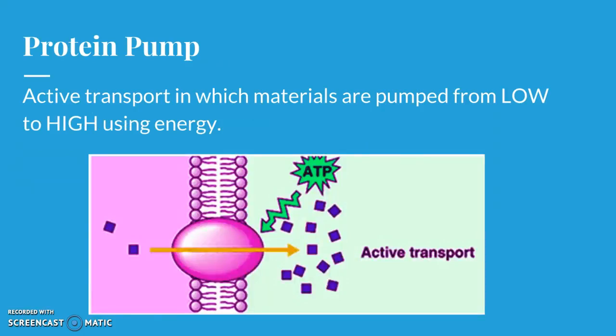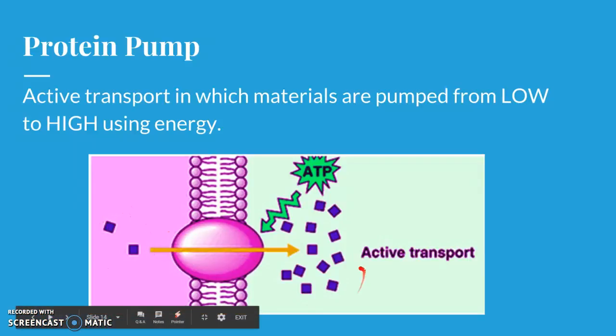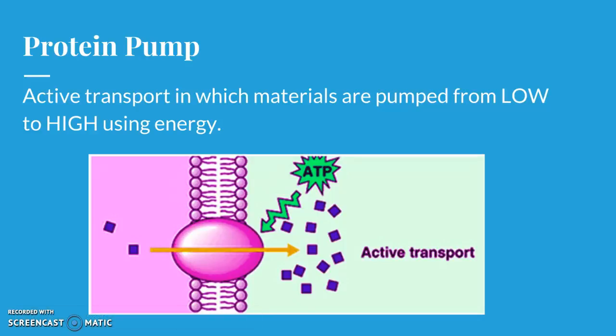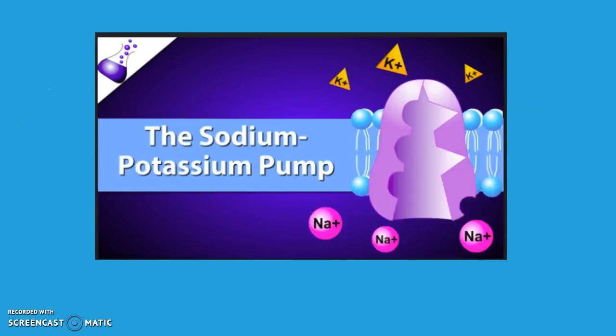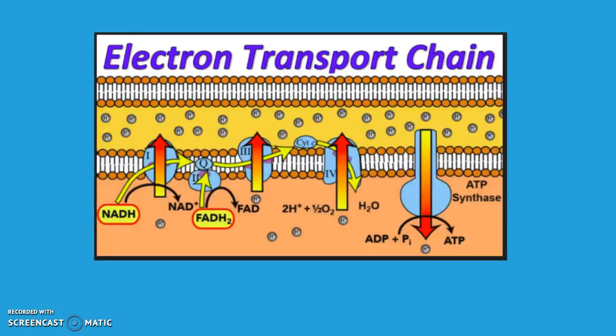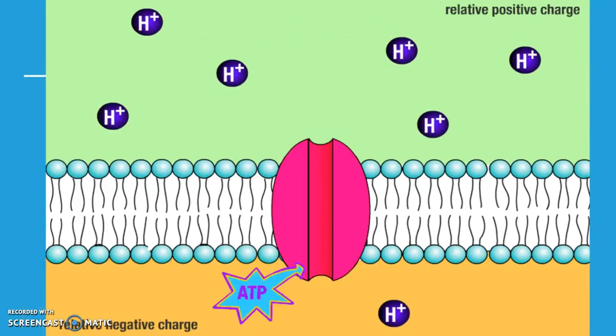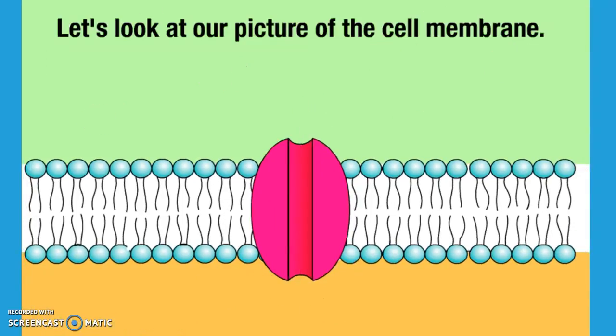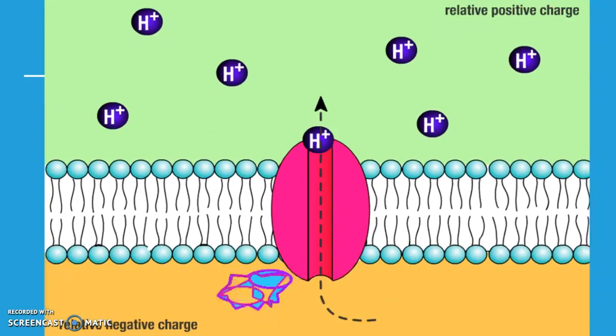The main type of active transport is a protein pump. We're going to go from low to high, we're going to use a protein pump, and we're going to use some type of energy. ATP energy, energy from electrons, we're going to use energy. We've seen this in the sodium-potassium pump. We've also seen this in the electron transport chain when things are pumped in from low to high for a particular reason. And so that is the only thing you really need to know about protein pumps. Low to high, and it uses energy.